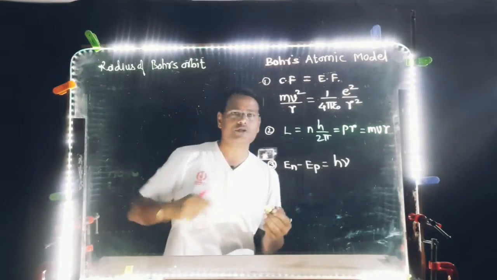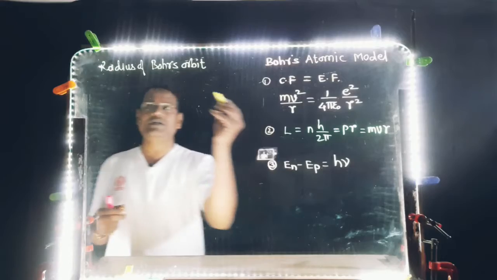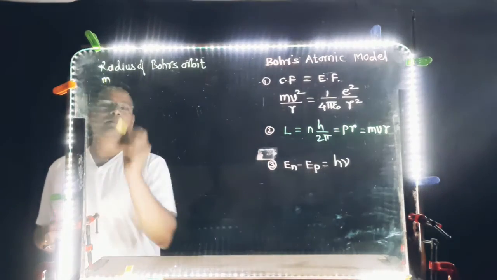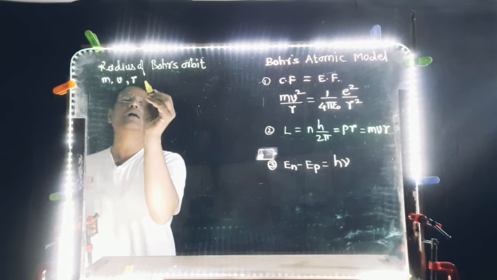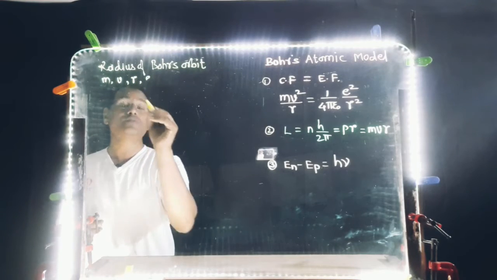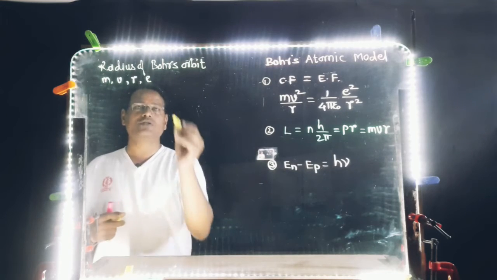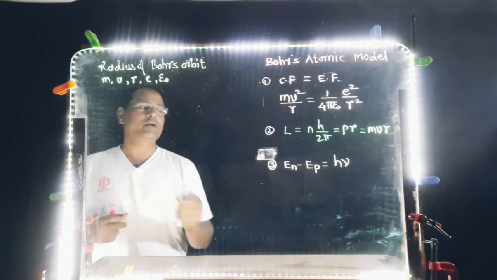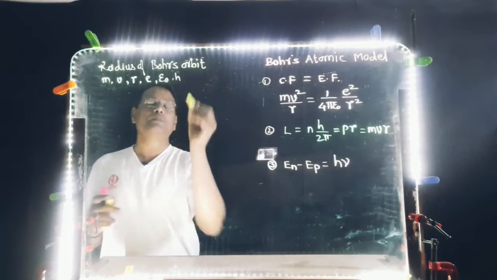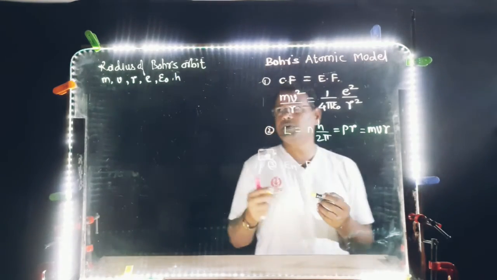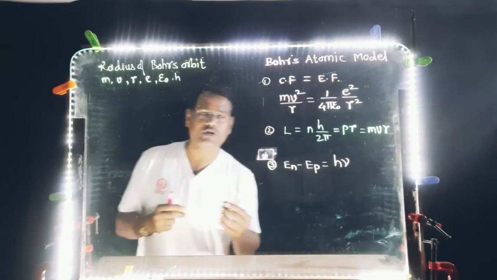We have to use the first postulate. Here we must know the physical quantities. m is the mass of the electron. v, velocity of the electron. r, radius of the orbit, we can say. Here e is the charge on the electron. Epsilon naught is the permittivity of free space. h is Planck's constant. These are the important terms which we must take into consideration.